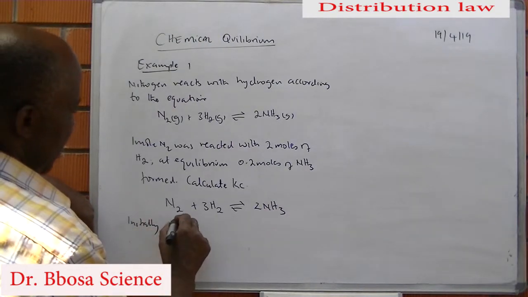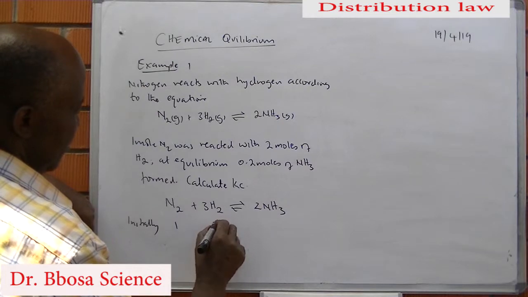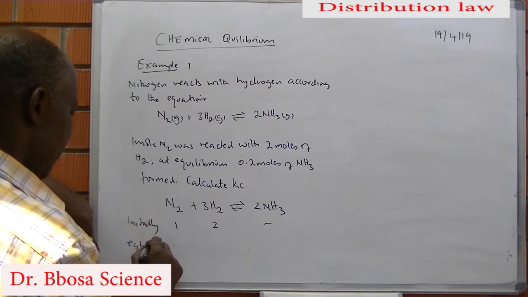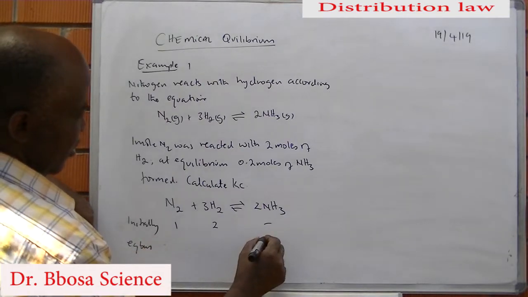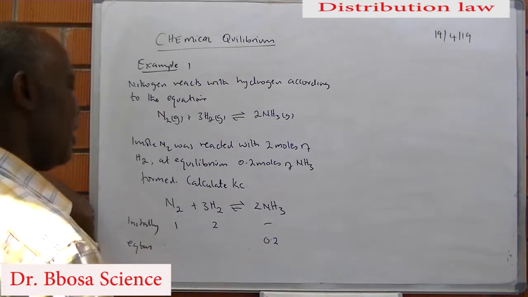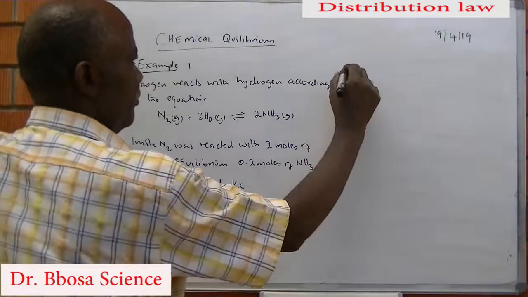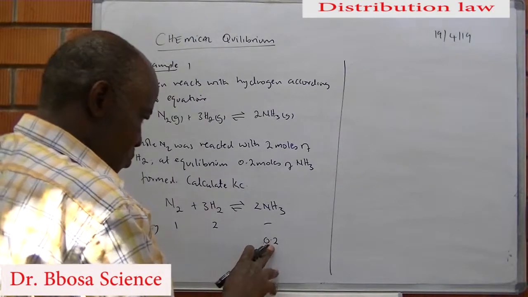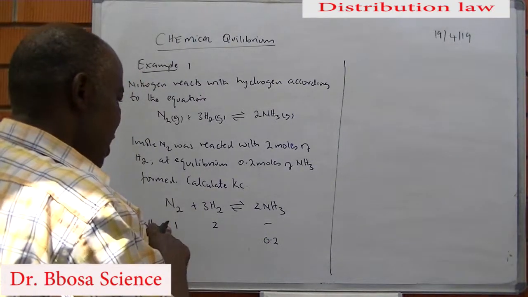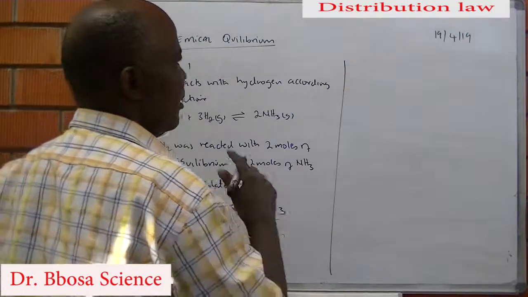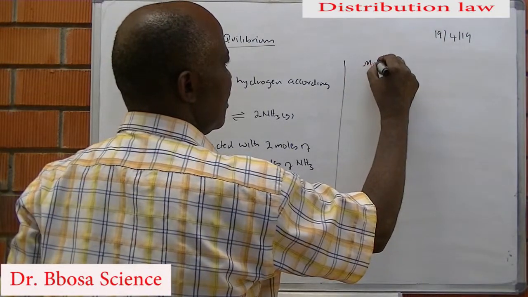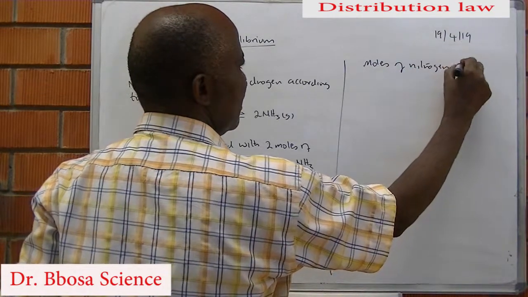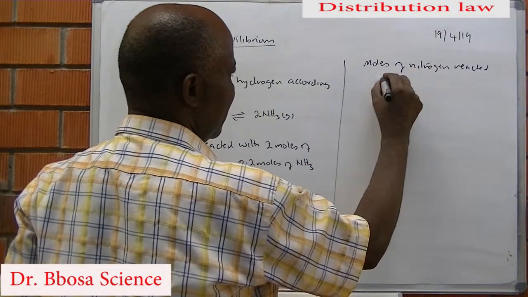Initially, we have 1 mole, we have 2 moles, and we have no ammonia. At equilibrium, they have told us 0.2 moles of ammonia formed. So if 0.2 moles of ammonia form, how many moles of nitrogen reacted? Moles of nitrogen reacted.